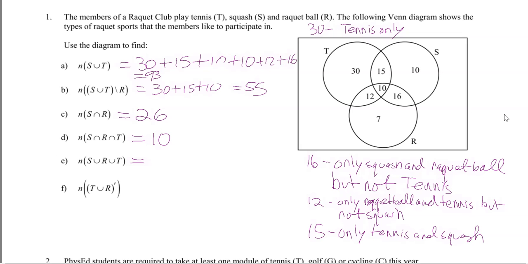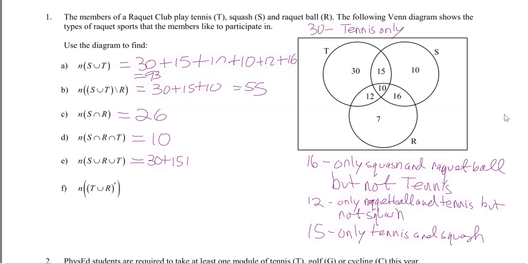12 plus 16 plus 10 plus 15 plus 10 plus 30 plus 7. It's all of it. It's everything that isn't. So is there anything out here? No. So of these people, the members, how many members does this have? This is really what this is asking. How many members are there? And so it's the whole thing.